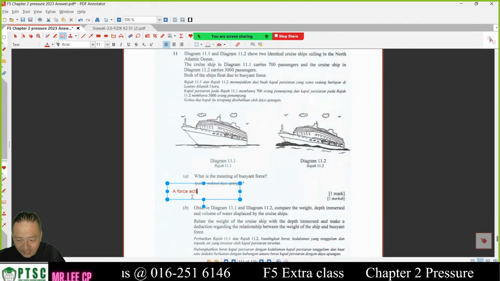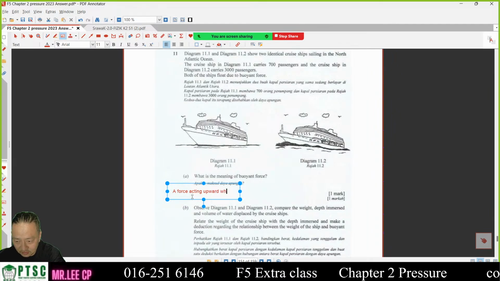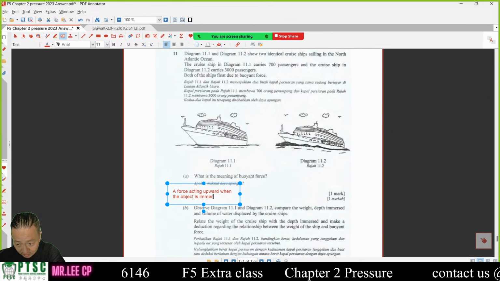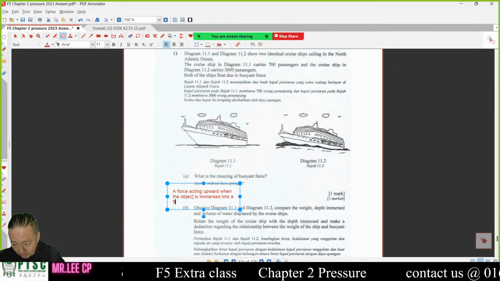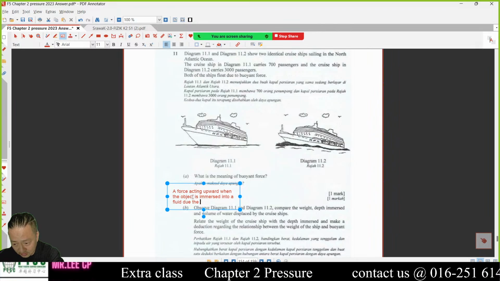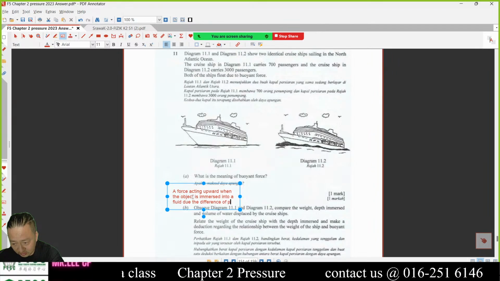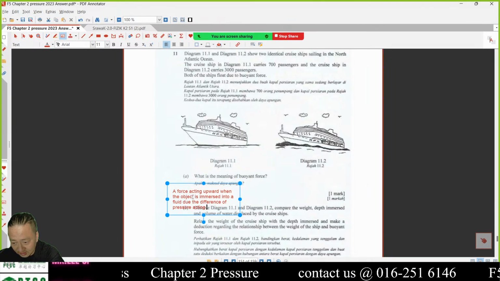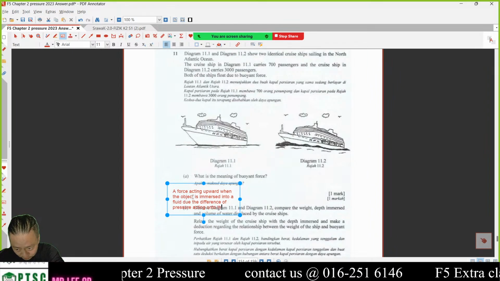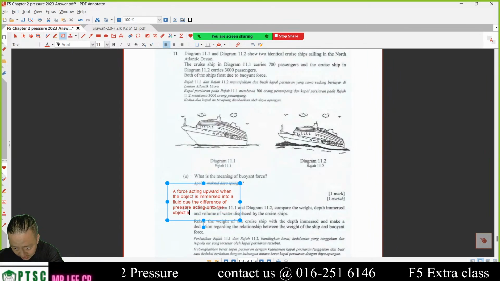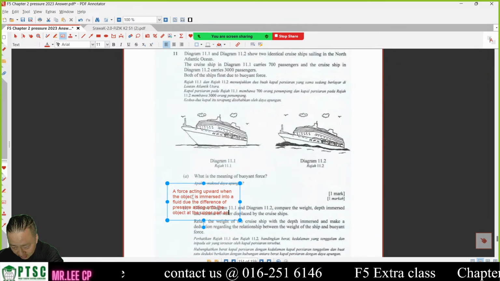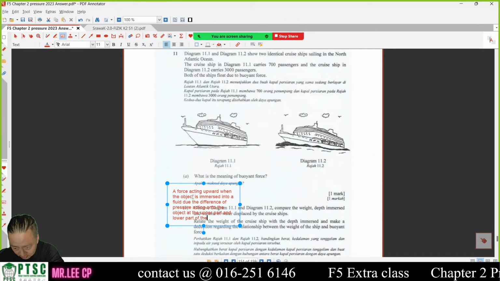A force acting upward when the object is immersed into a fluid, due to the difference of pressure acting onto the object at the upper part and lower part of the object.